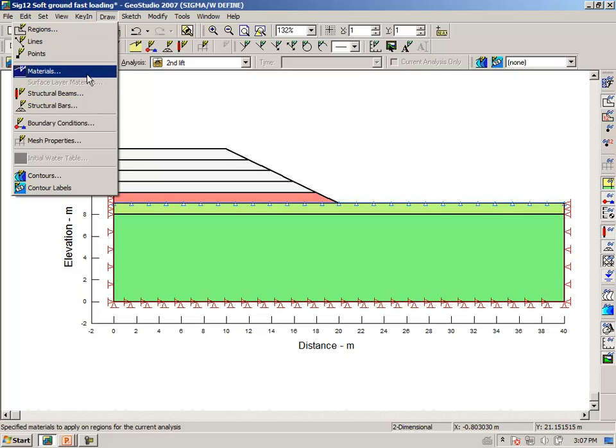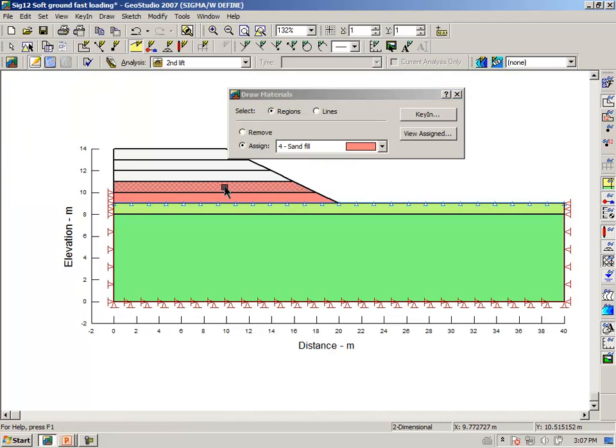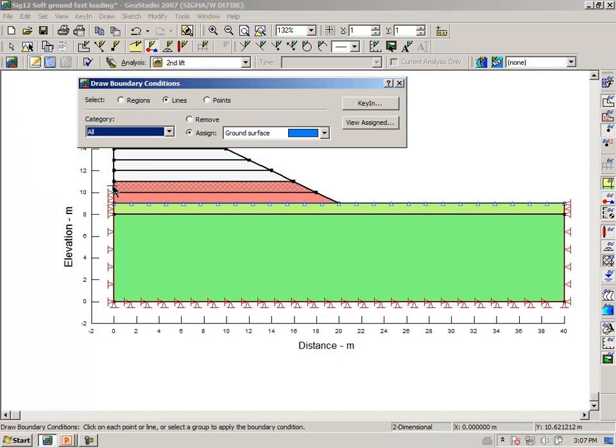Draw materials, adding the fill material to the second lift, and finally draw boundary conditions. That's not correct. We need to remove that boundary condition, and we need to assign the x displacement equal to 0 on the left edge.